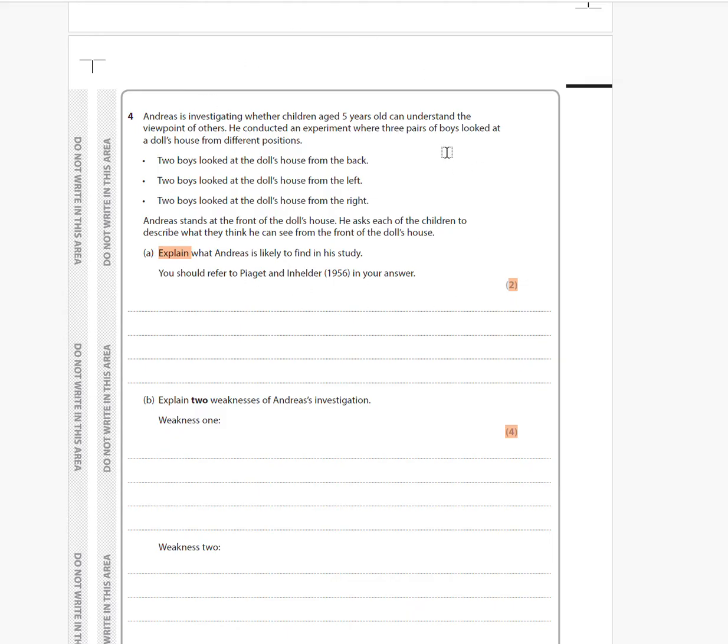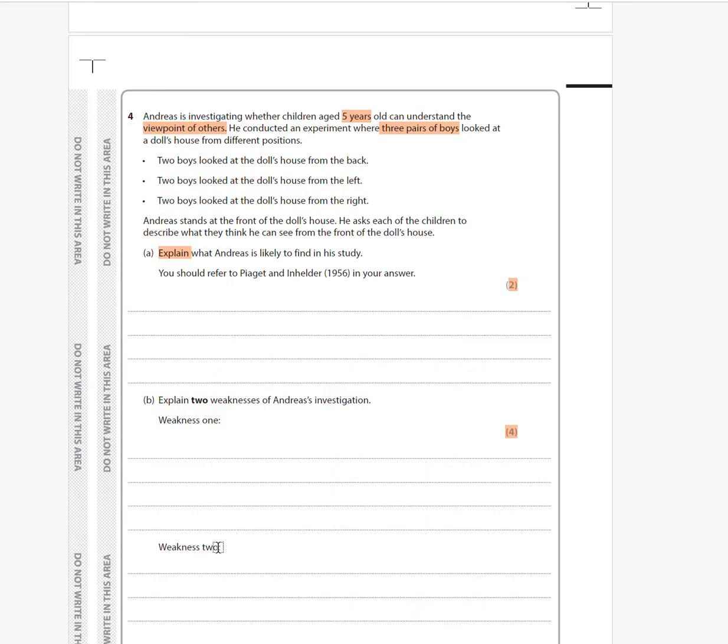I would always say you need to take a highlighter into the exam so that when you're reading the question, you're picking out and highlighting some of the key information. So Andreas is investigating whether children aged 5 can understand the viewpoint of others. And if it was me, I'd be writing a little annotation there that says egocentrism. He conducted an experiment with 3 pairs of boys, looked at a doll's house from different positions. And again, I'd be thinking, oh, that's very similar to Piaget's 3 mountains. 2 boys looked at the doll's house from the back. 2 boys looked at the doll's house from the left. 2 boys looked at the doll's house from the right. And they've put boys quite a lot of the time.